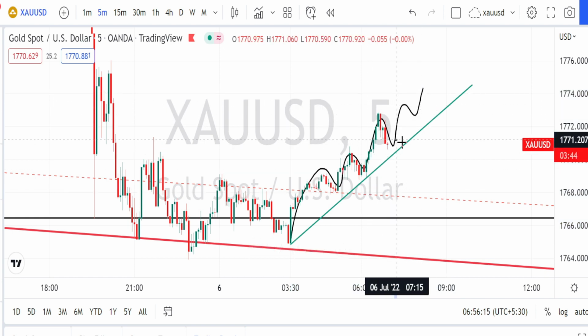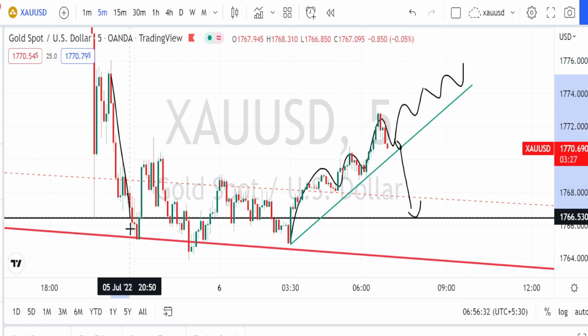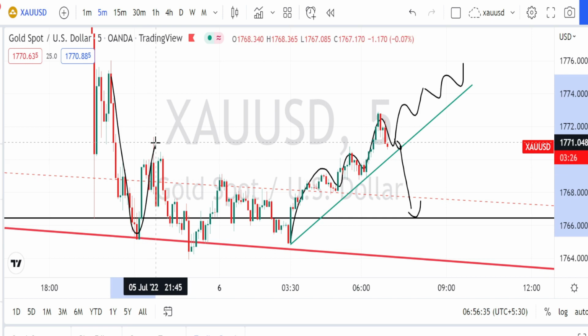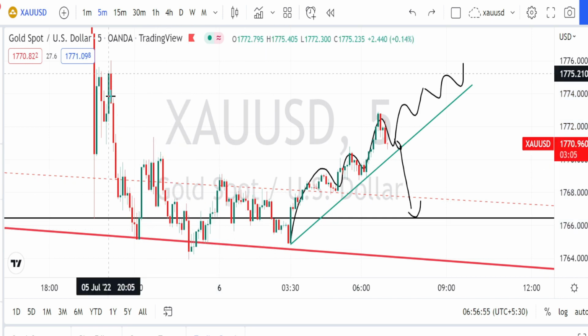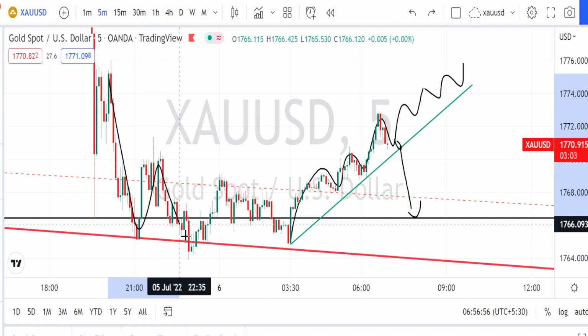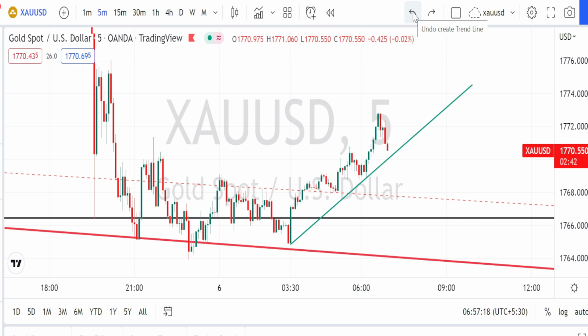So wait for the price action to break this support line in order to take trades on the bearish side. Since this is a lower time frame, we are having multiple trends. So always follow the trend from the higher time frame to decide on the direction of the entry and exits. Let us mark the support and resistance levels.